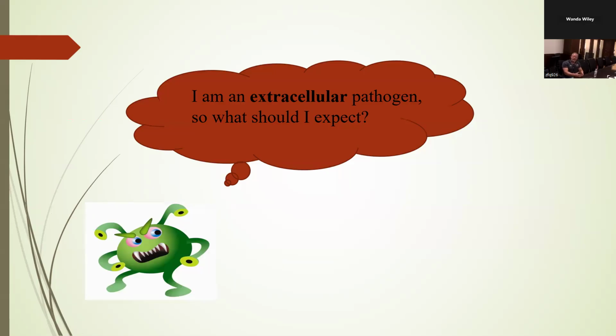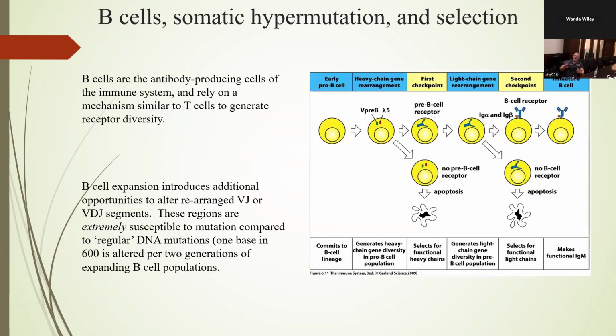Many bacteria, however, don't replicate inside of cells. They replicate outside of the cell. So if you are an anthrax bacterium and you're floating around in the body, but you're not inside the cell, how is the immune system going to get rid of you? If you're an extracellular pathogen, what's going to happen to you? This is where B cells come into play.